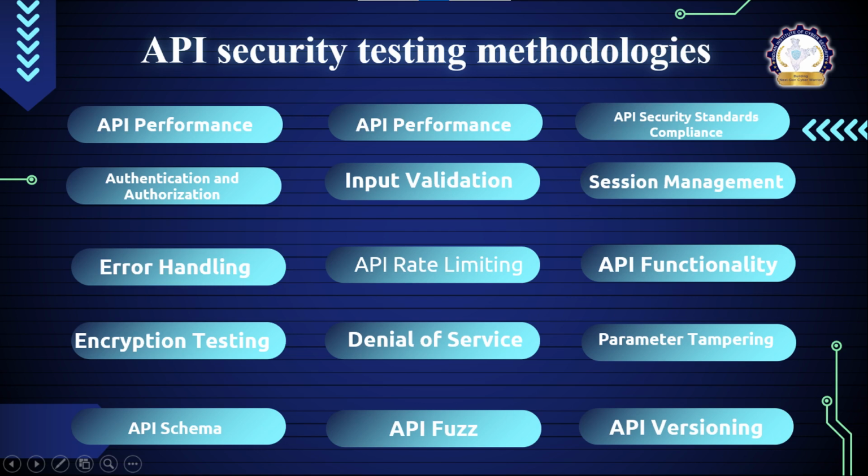Overall, API security standards compliance testing is an important process for ensuring the security of APIs and the data they manage. By adhering to established security standards and best practices, organizations can reduce the risk of data breaches, unauthorized access, and other security incidents that could result in significant financial and reputational damage.